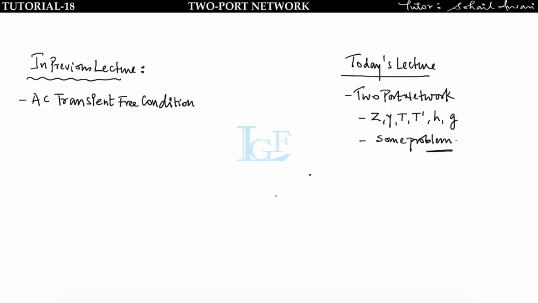Hi guys, in the previous lecture we covered the AC transient free condition, in which we derived the formula for RL and RC circuits: at what time the RL and RC circuit will be transient free. We also solved some problems based on it. Now in this lecture we will be covering two-port network.